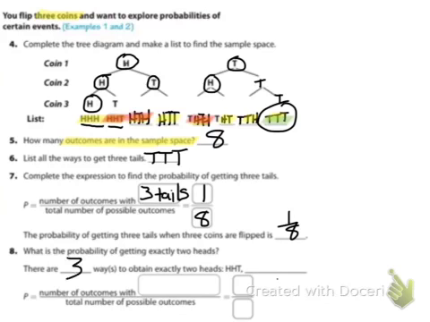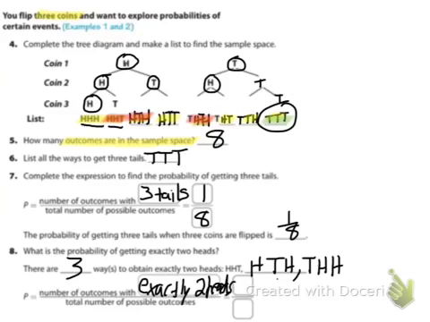And they give you the first one, heads, heads, tails. We can get heads, tails, heads. And we can also get tails, heads, and heads. The probability, now we're going to finish this, the probability equals the number of outcomes with exactly 2 heads over the total number of possible outcomes. Total number is 8, and there are 3 possible outcomes with exactly 2 heads.